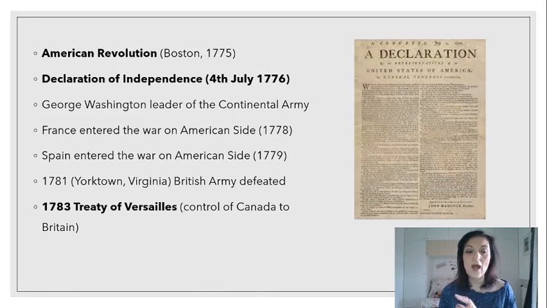Okay, so after about six years of war. Okay, and don't forget that the war started in 1775. So this was the defeat of the British Army.